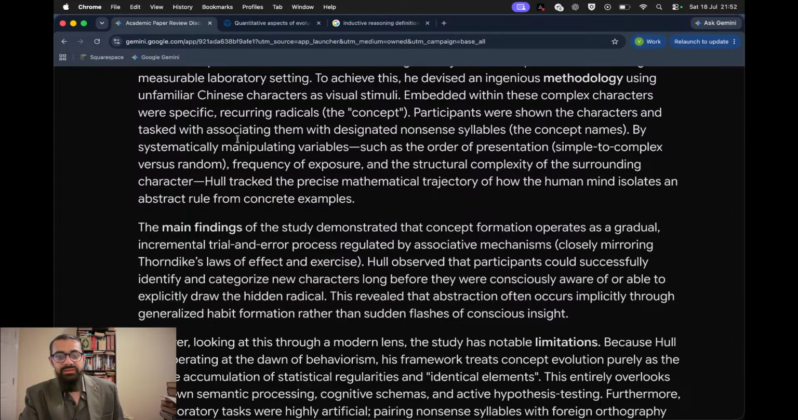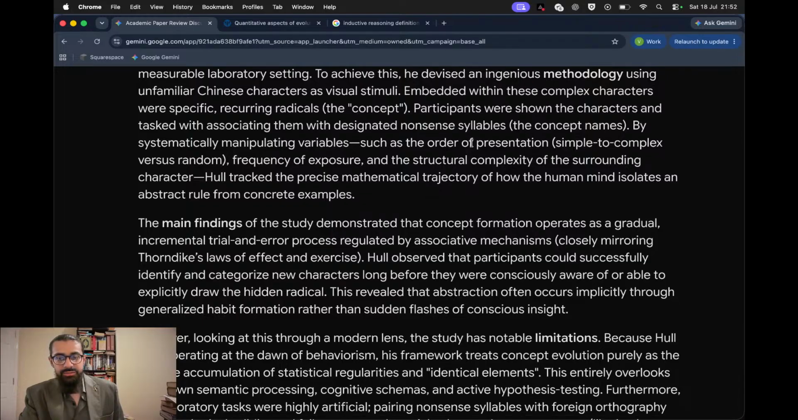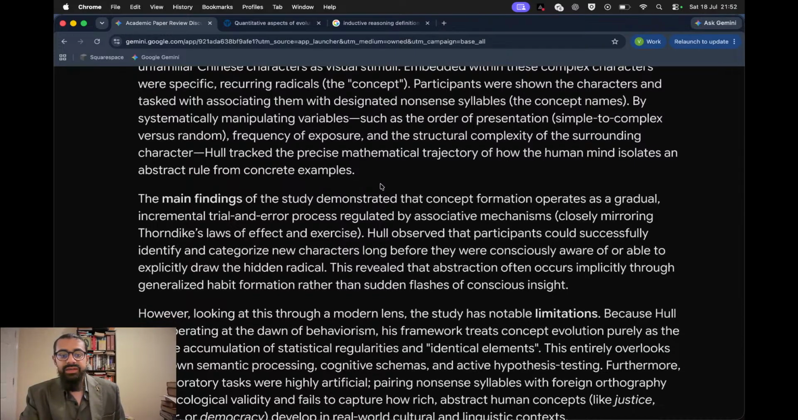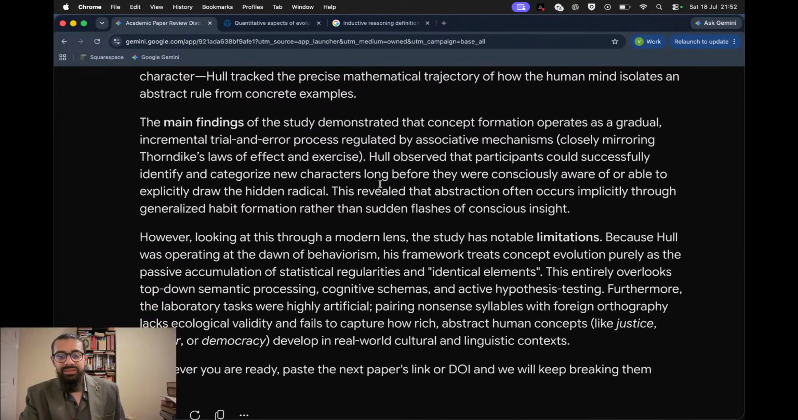Embedded within these complex characters were specific recurring radicals, or concepts. Participants were shown the characters and tasked with associating them with designated nonsense syllables, the concept names, while systematically manipulating variables such as the order of presentation, simple to complex versus random, frequency of exposure, and structural complexity of the surrounding character whole, to track the precise mathematical trajectory of how the human mind isolates an abstract rule from concrete examples.